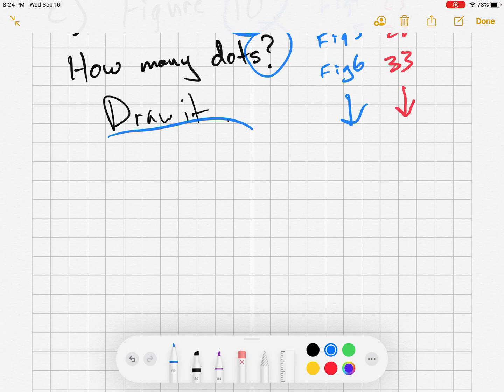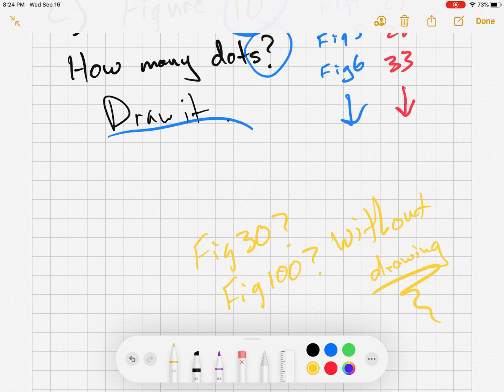You do not have to do anything else, but I do want you to think about this. Just leave you with this thought. What's figure 30? What's figure 100? How can we do that without drawing? Right? How can you do that? Interesting. That's the thing we're going to talk about next week, Monday or Tuesday.